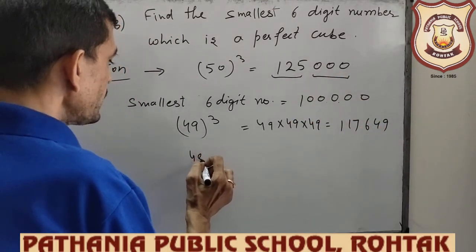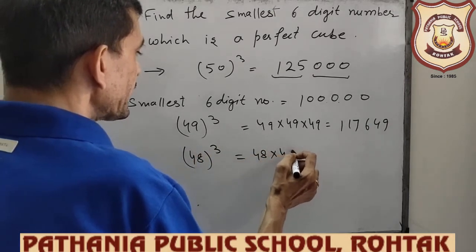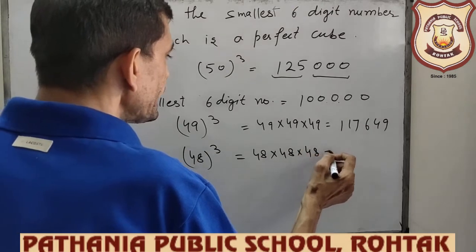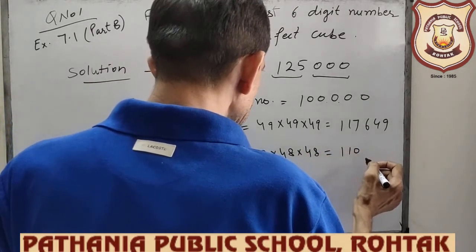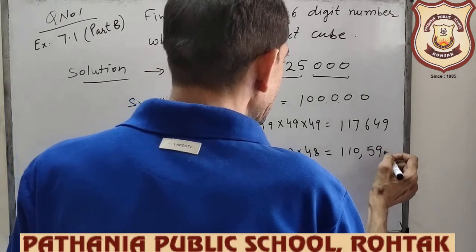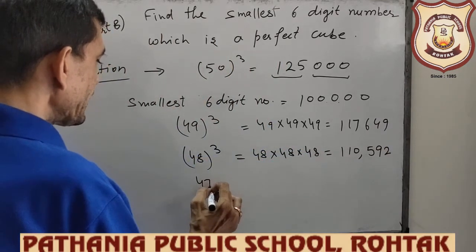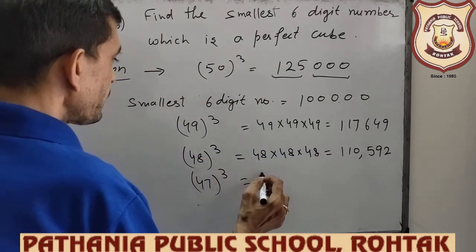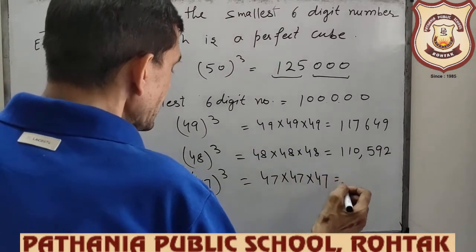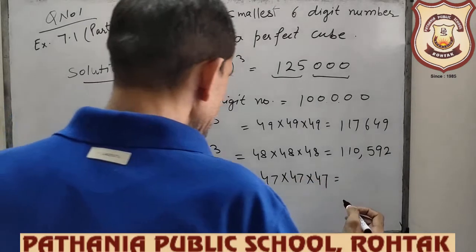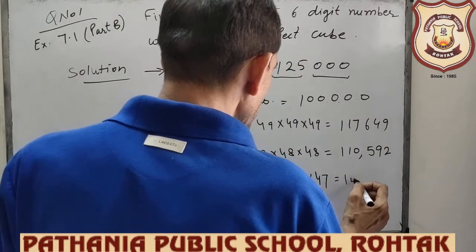Then 48 cube. What is 48 cube? This is 48 into 48 into 48. What will you get when you multiply 48 three times? You will get 1,10,592. The gap is again reduced by 7,000. Let us try 47. What is 47 cube? 47 cube, beta, is 1,03,832.